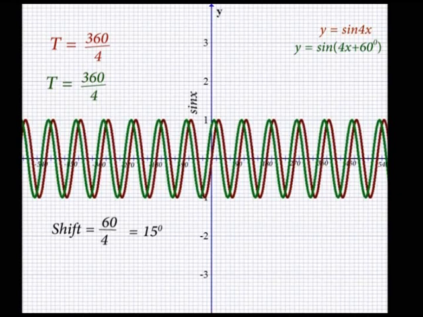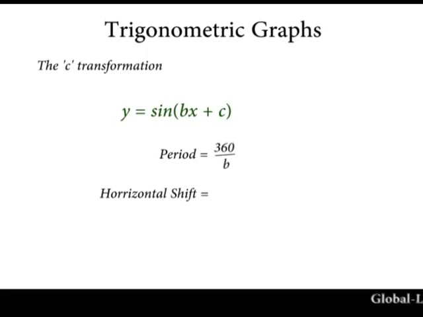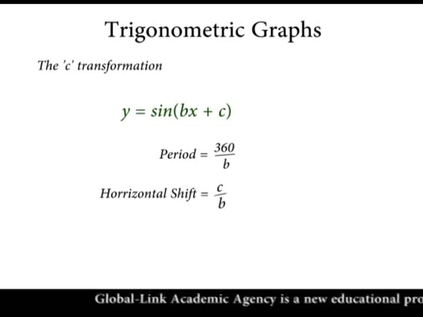And so in general, for y is equal to sine bx plus c, the period is 360 over b, or 2 pi radians over b, and the shift is c over b, and remember c could be positive or negative.